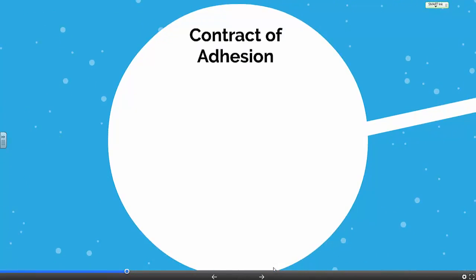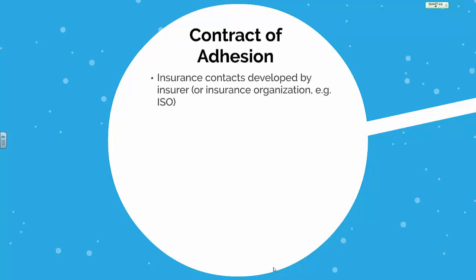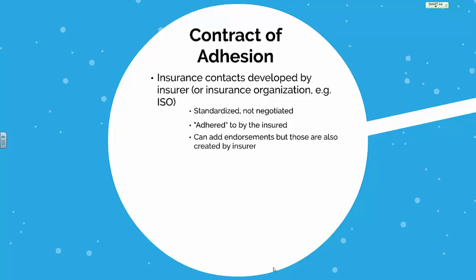An insurance policy is also a contract of adhesion. Insurance contracts are developed by the insurer or an insurance organization like ISO. They are standard and therefore not negotiated, and they are then adhered to by the insured. So that's where we get the term contract of adhesion. You can add endorsements, but those are created by the insurer as well.